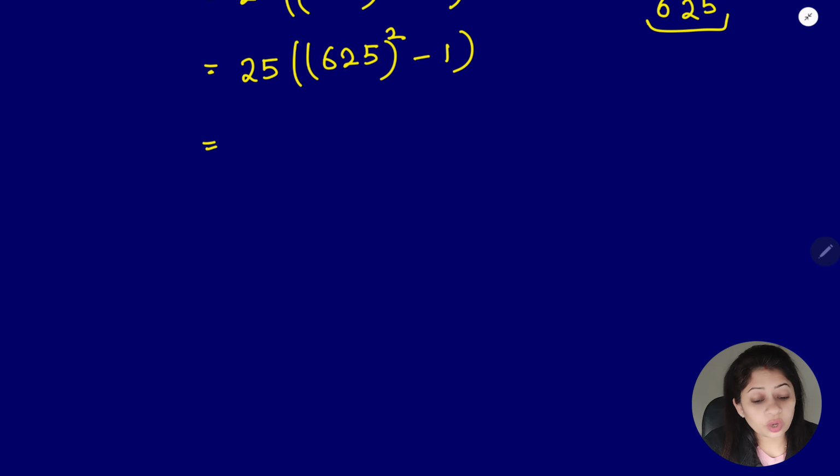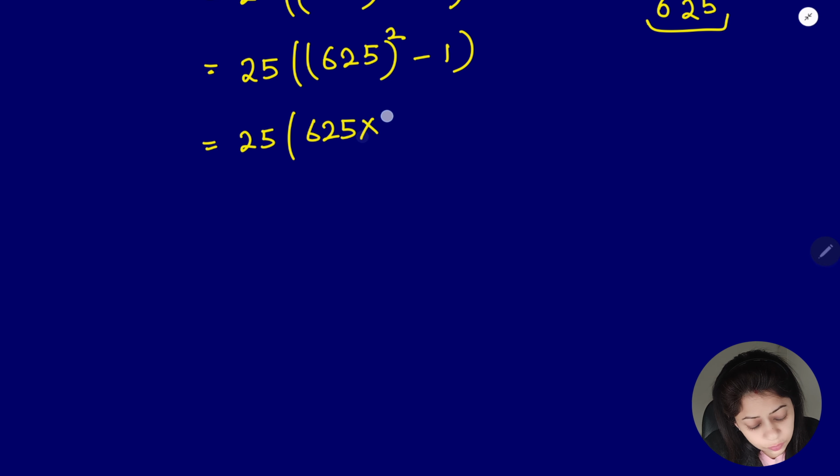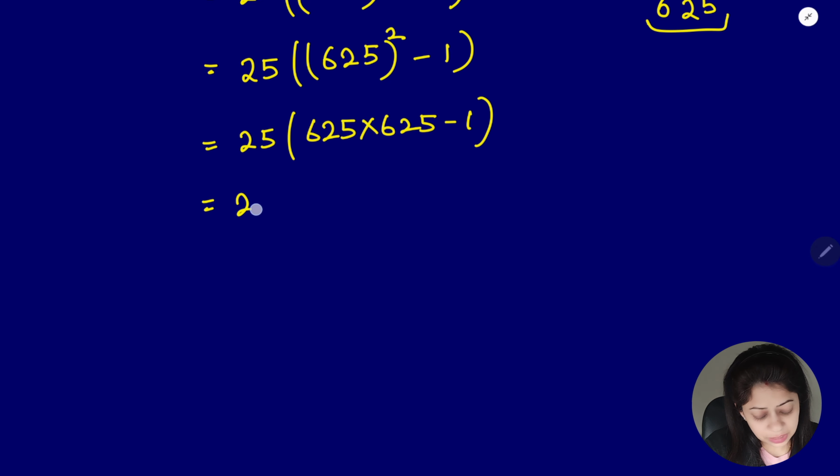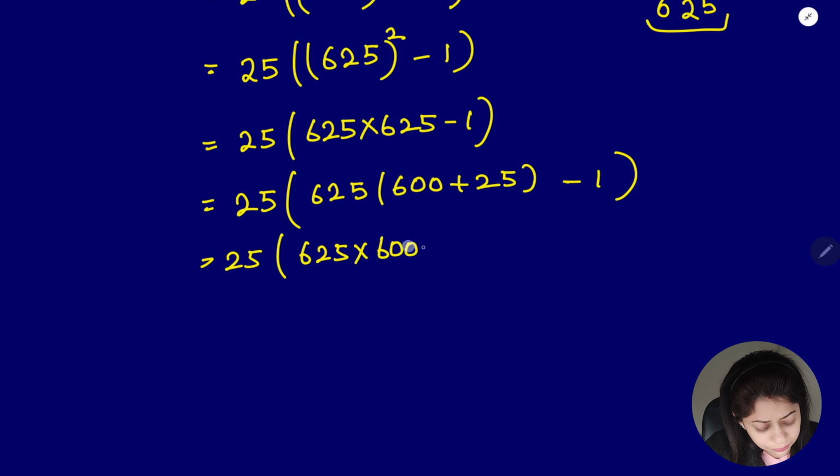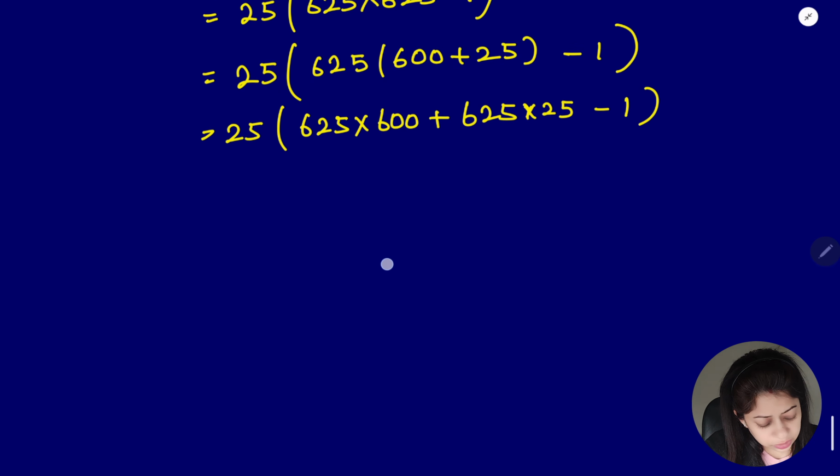And now we need to solve it. Right? So we have 25 and this is 625 times 625 minus 1. Can we write it like this? Yes. So this is 25. 625 we will keep as it is and here we will write 600 plus 25 minus 1, right? So 25 and I will multiply this 625 times 600 plus 625 times 25 minus 1, right? Clean it. So this is this, okay?